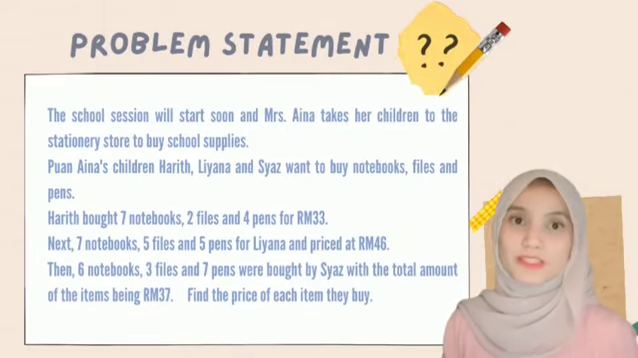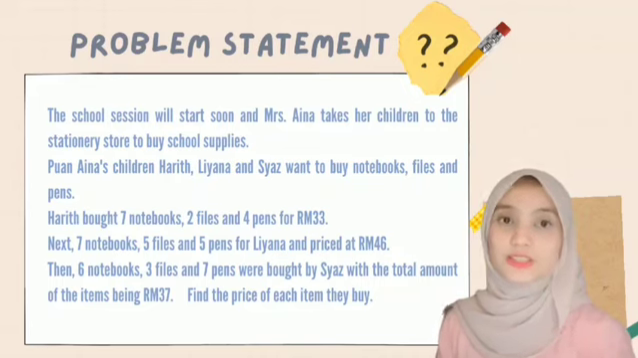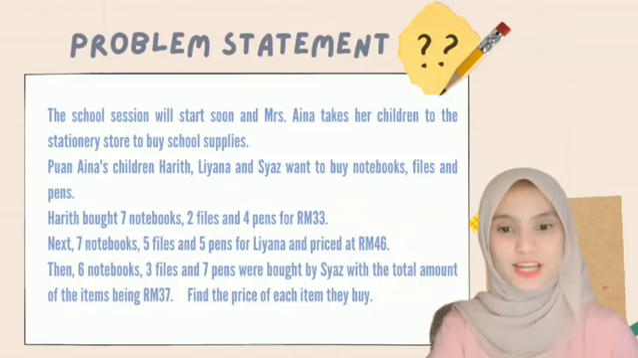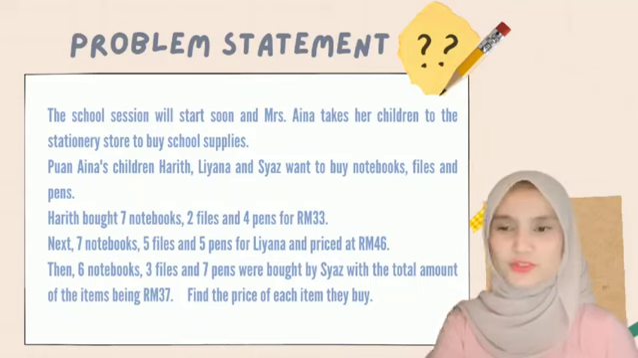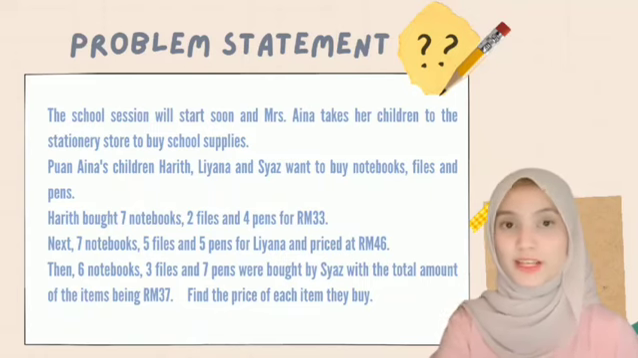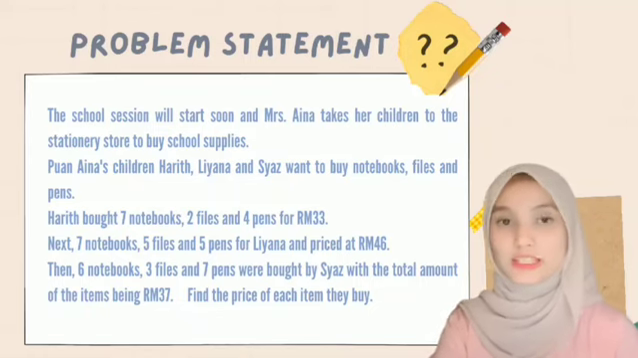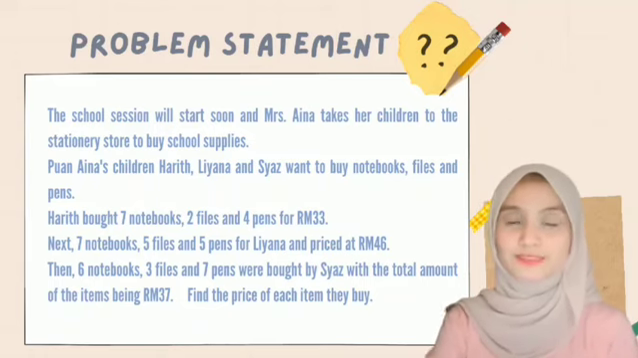Now I will read the problem statement. The school session will start soon and Puan Aina takes her children to the stationery store to buy school supplies. Puan Aina's children Haris, Yana and Shaz want to buy notebooks, files and pens. Haris bought 7 notebooks, 2 files and 4 pens for 33 ringgit. Next, 7 notebooks, 5 files and 5 pens for Yana, priced at 46 ringgit. Then, 6 notebooks, 3 files and 7 pens were bought by Shaz with the total amount of the items being 37 ringgit. Find the price of each item they buy.